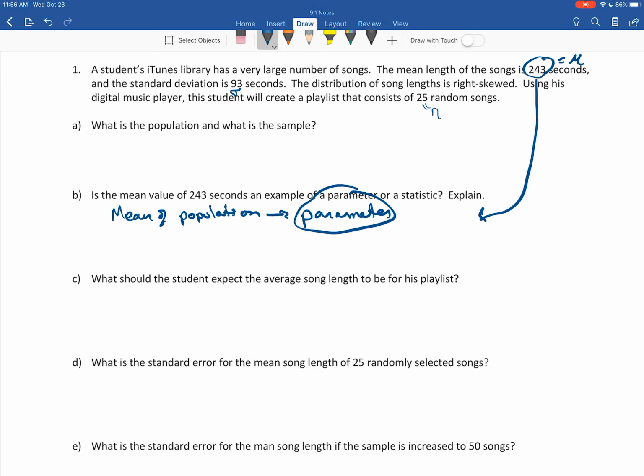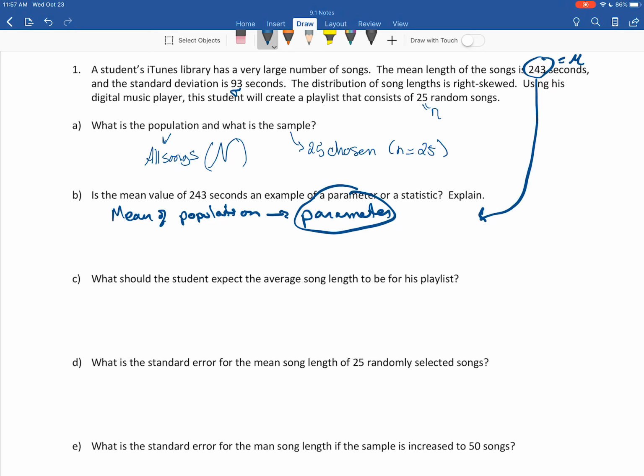Okay, let's circle back to part A. What is the population and what is the sample? Well, I think we sort of have already answered that as well. The population is all of the songs. And the sample is the 25 that were chosen. That's the n value. And we don't know big N in this case. I don't know how many songs he has on his player, but a lot apparently.